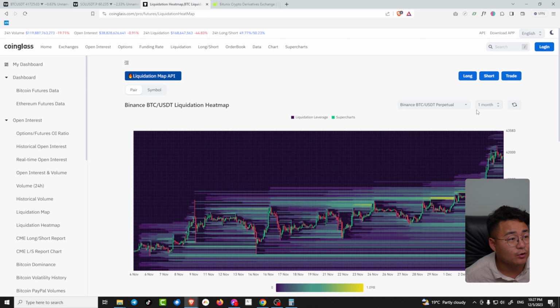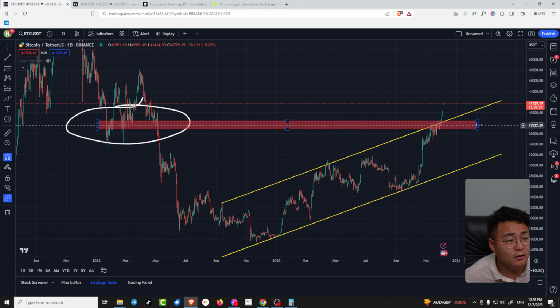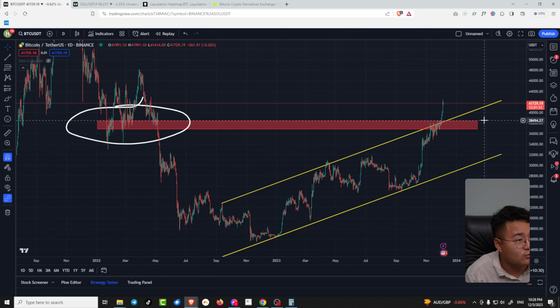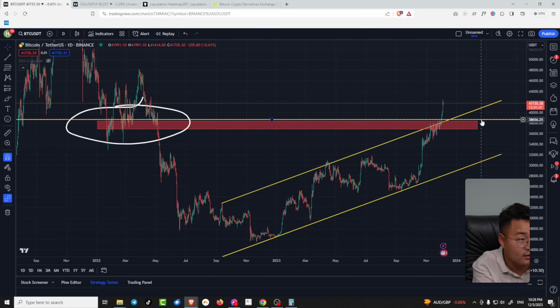If we look at the last 1 month, we've got a fair bit of liquidation, which is in that $1 billion mark, right? On that 38,663. So that's going to be the magnet that pulls the price down. So 38,660 is around about this level. This is where that level is.